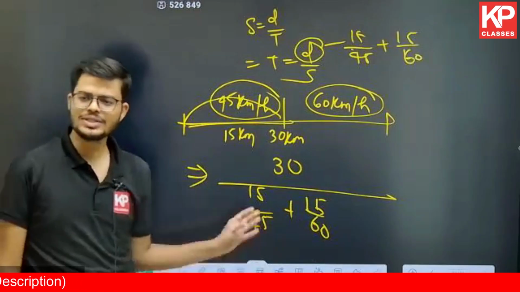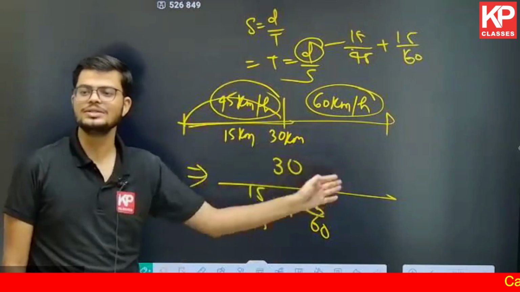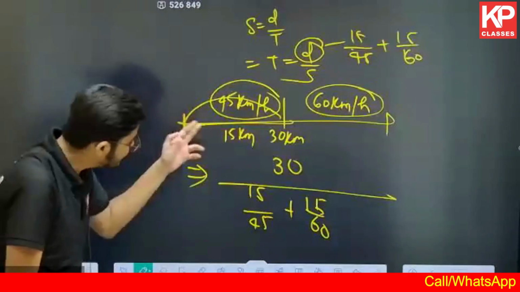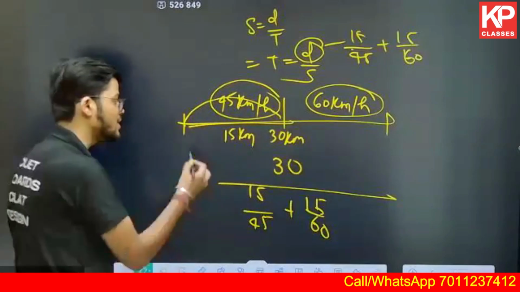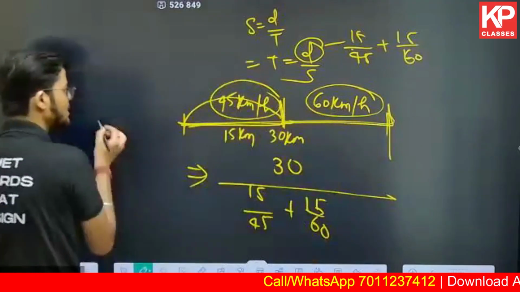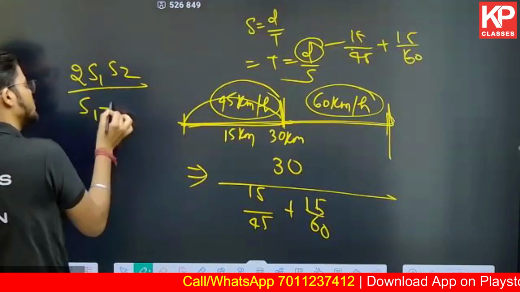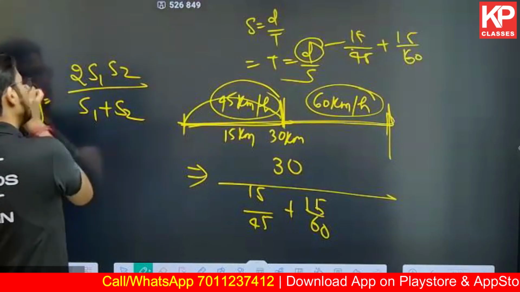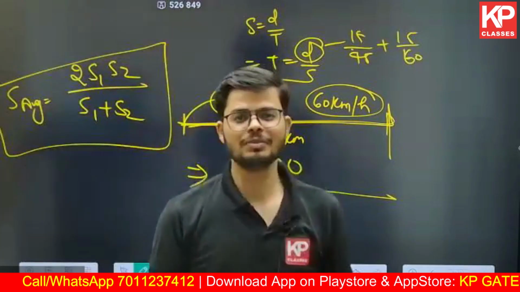So this is the universal formula to calculate the average speed: total distance divided by total time. But in questions where the distance traveled is the same, in the first part you are covering 15, in the second part you are covering 15, you can use a formula: 2s1 s2 divided by s1 plus s2. This is S average. Average speed can be calculated by this formula.